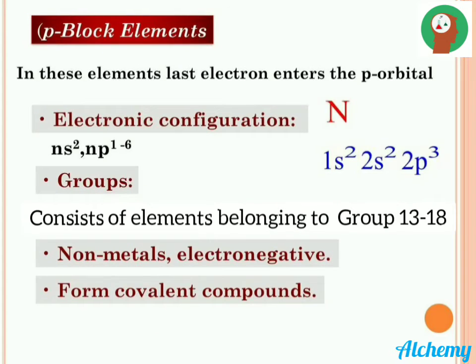Next is the p block elements. In these elements, the last electron enters the p orbital. The general electronic configuration is ns2, np1 to 6. For example, nitrogen, which is a group 15 element, has the electronic configuration 1s2, 2s2, 2p3. The p block elements comprise elements belonging to group 13 to group 18. These elements are mostly non-metals. They are electronegative and form covalent compounds.